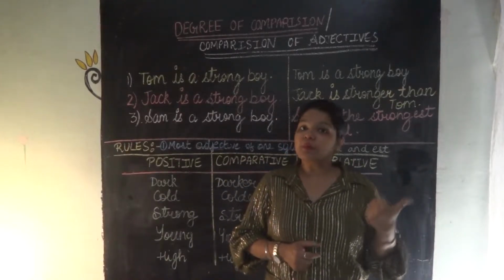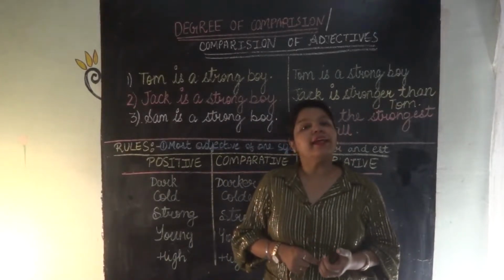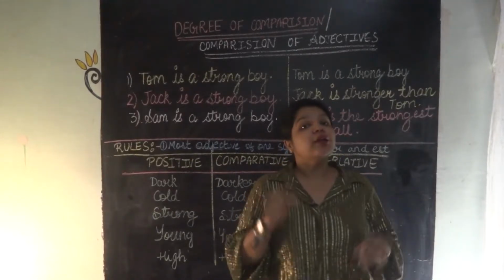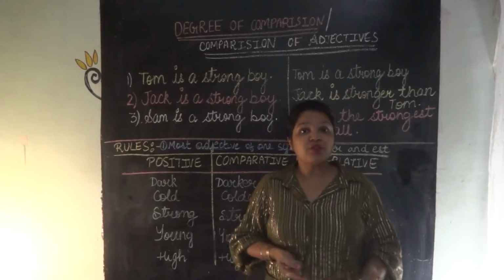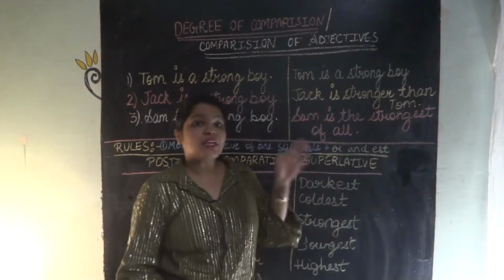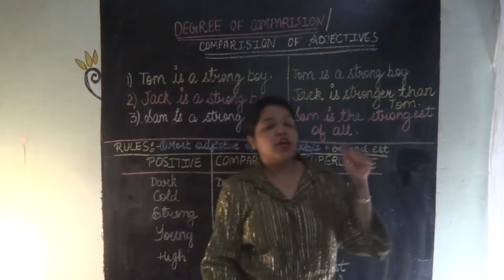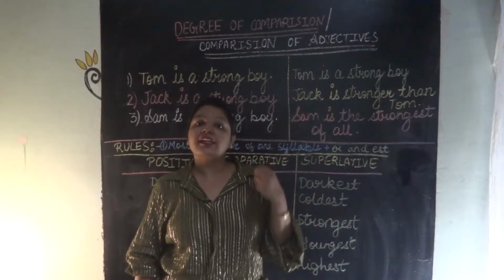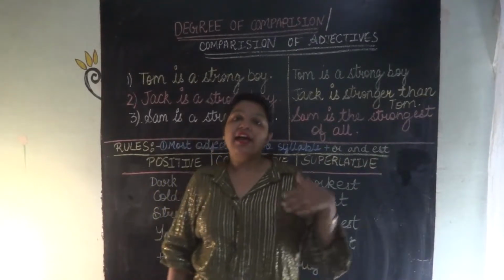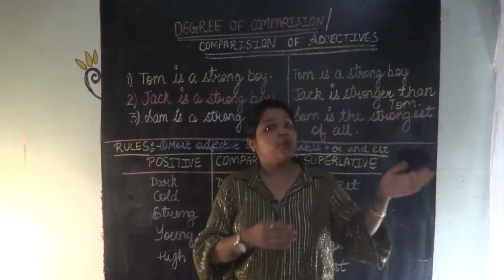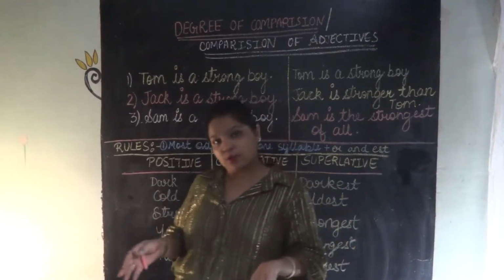In my last video we did adjectives and its types. I told you that in my next video I'll be covering degrees of comparison, which means comparison of adjectives. In short, let me tell you what adjectives are. Adjectives are the words, the qualities and characteristics, that are given to pronouns or nouns.